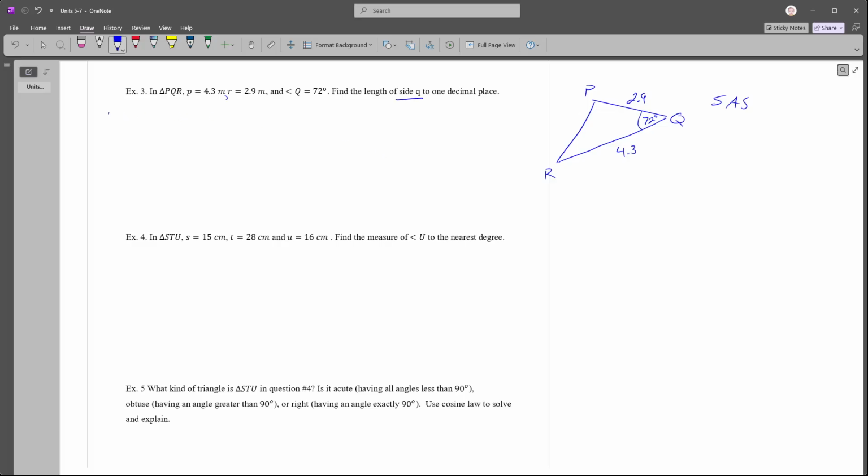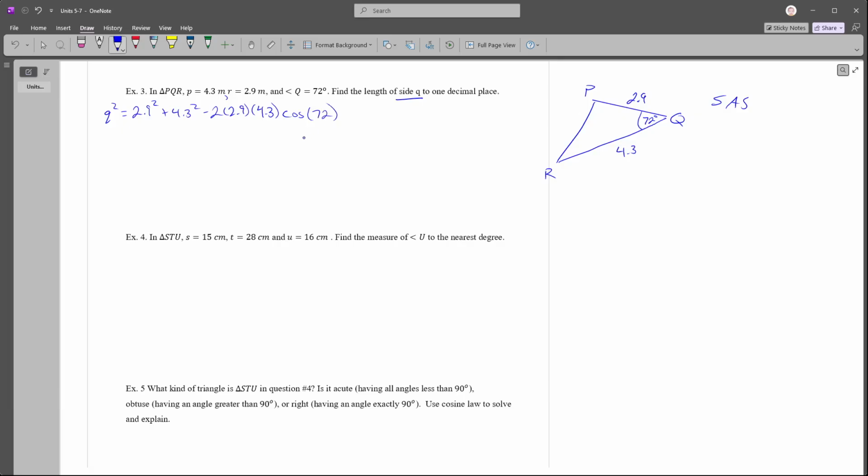So that means that we have Q squared is equal to the square of one of the other two sides. So let's say 2.9 squared plus the square of the other side, 4.3 squared, minus 2 times the first side, 2.9, times the second side, 4.3, times the cos of the angle of our corresponding side, so cos of 72.